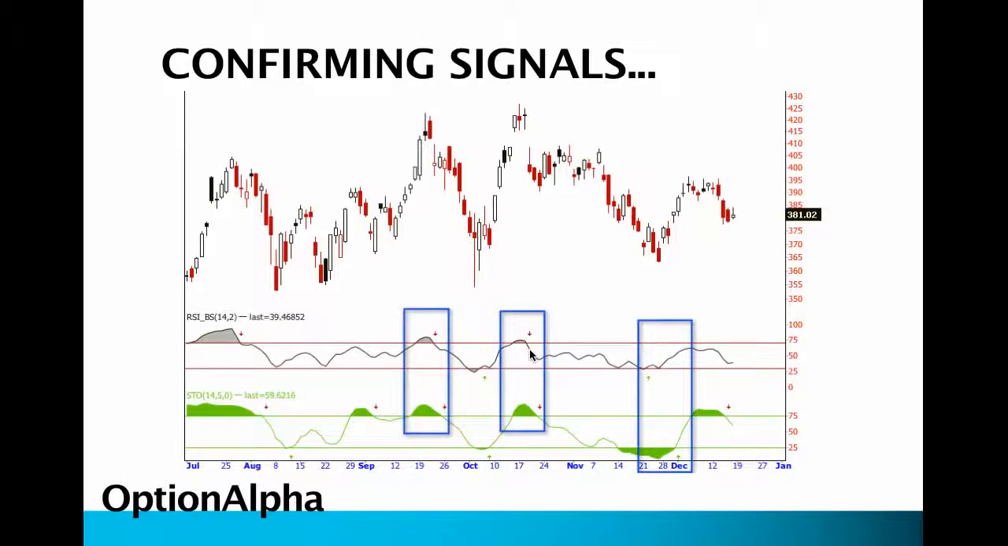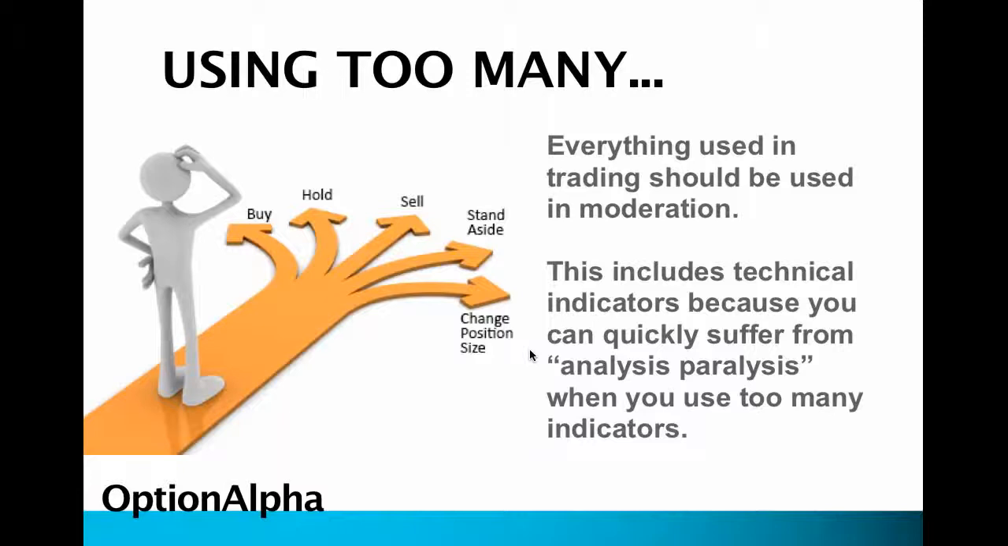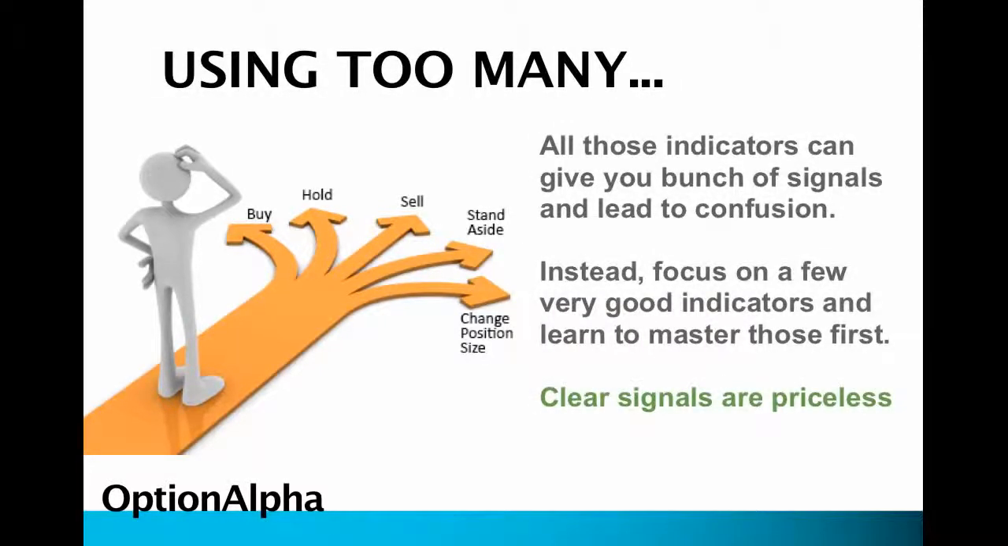I'm not a fan of over analysis paralysis, having 72 indicators, because then you start looking at too many things all too often. But I do like having a couple indicators on the chart at one time. So again, using too many indicators is going to be very, very tough, and it's going to leave you with a lot of different choices, right? Everything should be used in moderation, and this includes technical indicators. This is what I was just talking about, suffering this analysis paralysis. You look at so many indicators that you actually become blinded to what's actually happening, and you miss a lot of the trades. So all those indicators can give you a bunch of different signals and again lead to confusion.